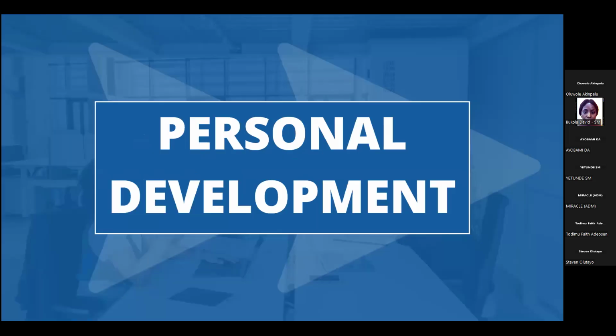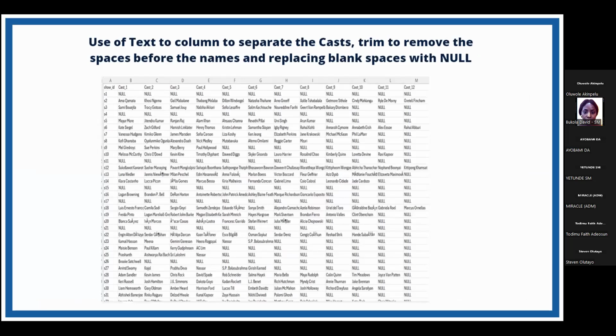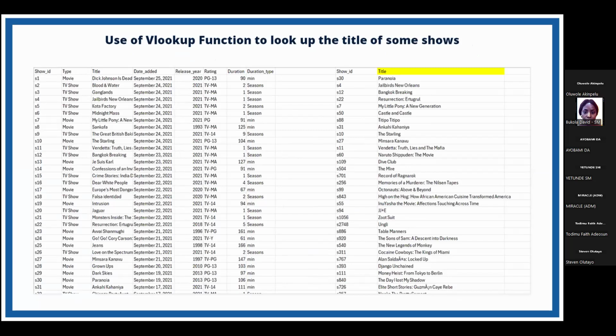So this sprint we did a lot of personal development as we did embedded classes. This is an Excel exercise task by Oyindamola Odosi. This is a text to column task. She used the IF function to analyze data. Then she also used the VLOOKUP function to analyze the data here in Excel.